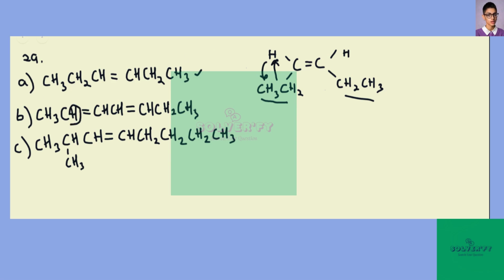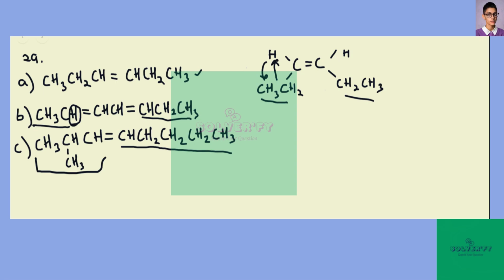And B, you see the same thing. You can have this hydrogen over here along with this other group. And there are different functional groups on either side. As well as for C, we have two different functional groups on either side of the bond that when rotated create different isomers.